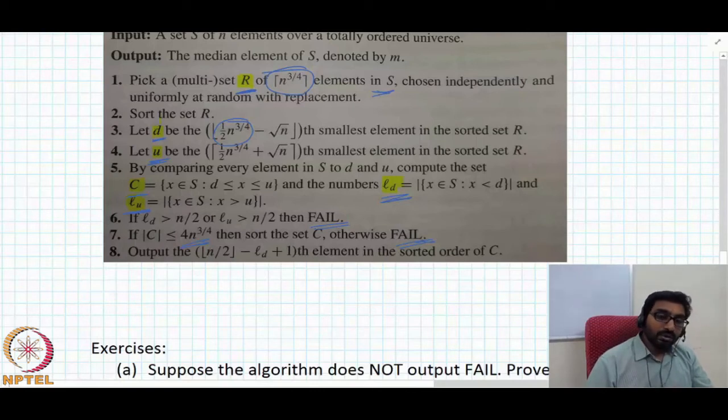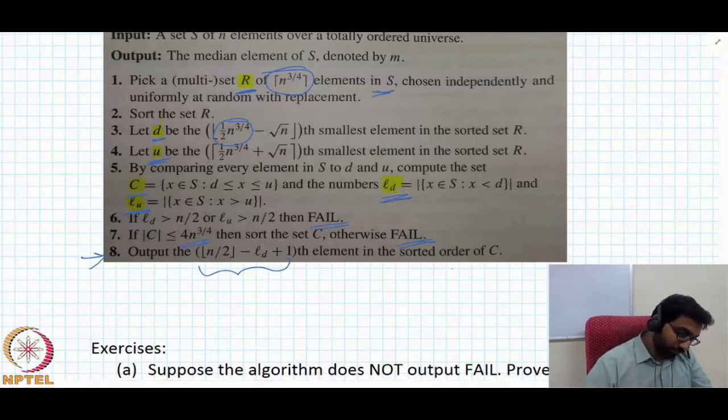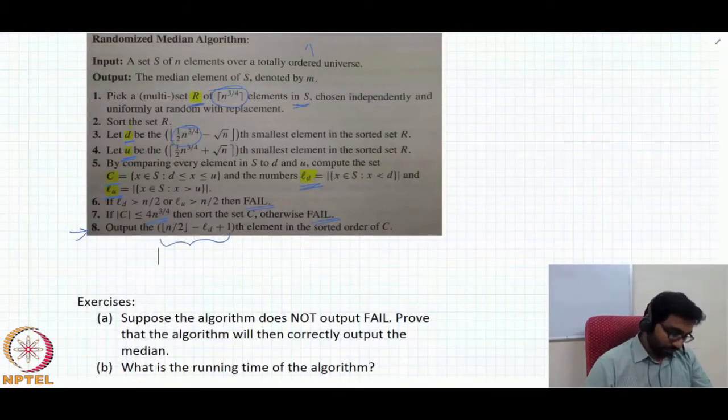Now that we have ensured, we're at step 8 here. We've ensured that it's not a failure. Our choice of D and U are good. So at this point, we can easily output the median. And you should be able to figure out why this particular element in this sorted ordering of C is the correct median. So here's a couple of exercises for you.